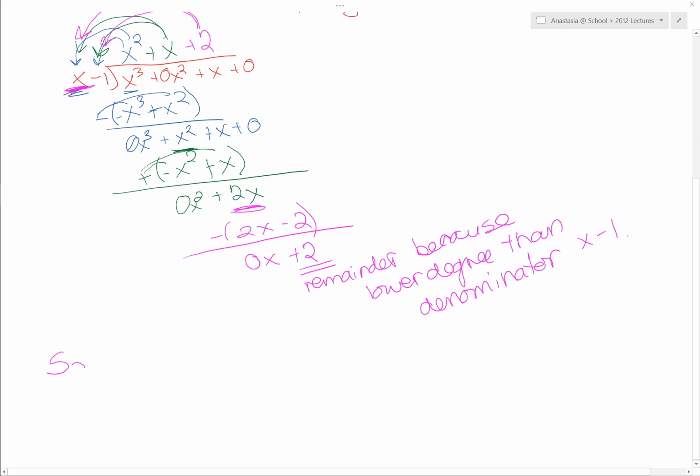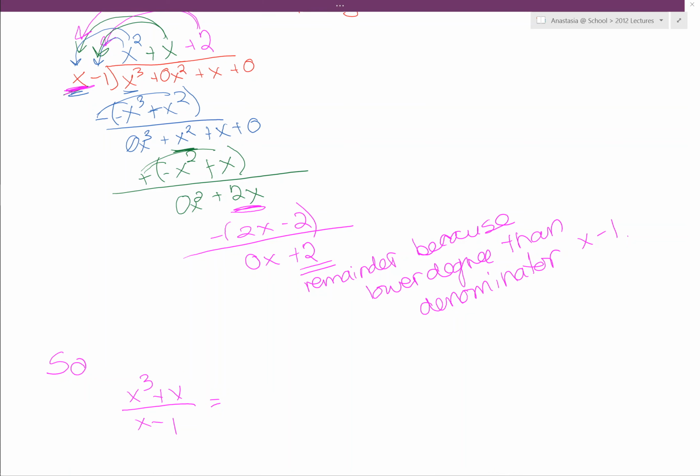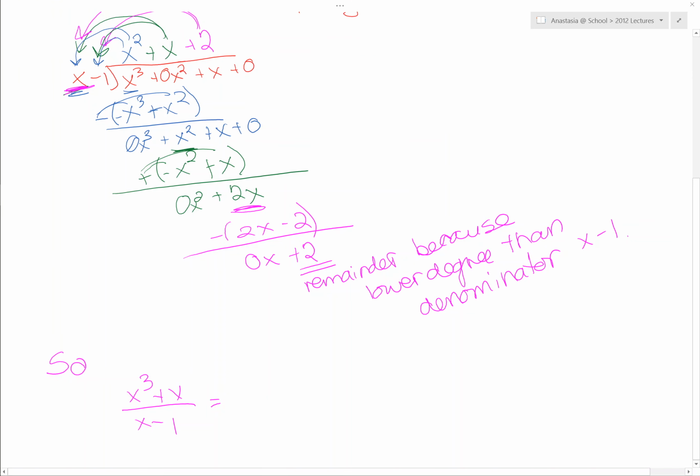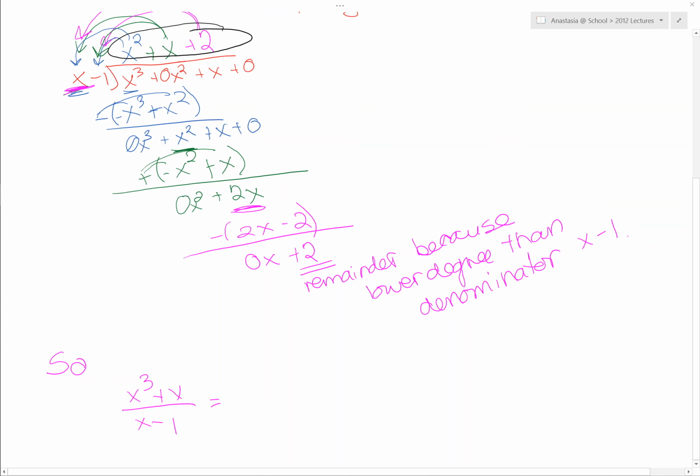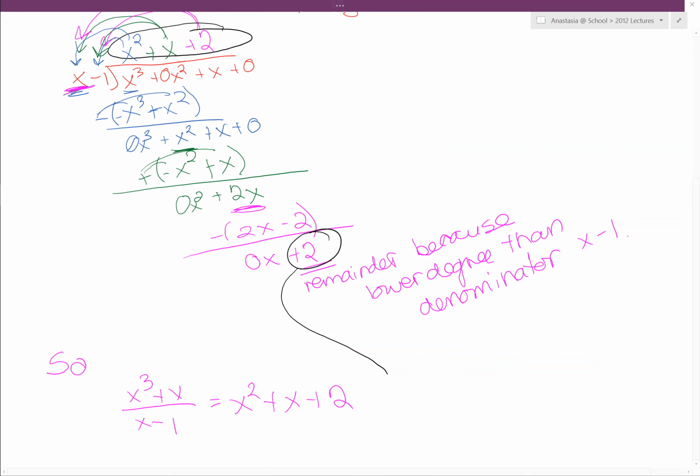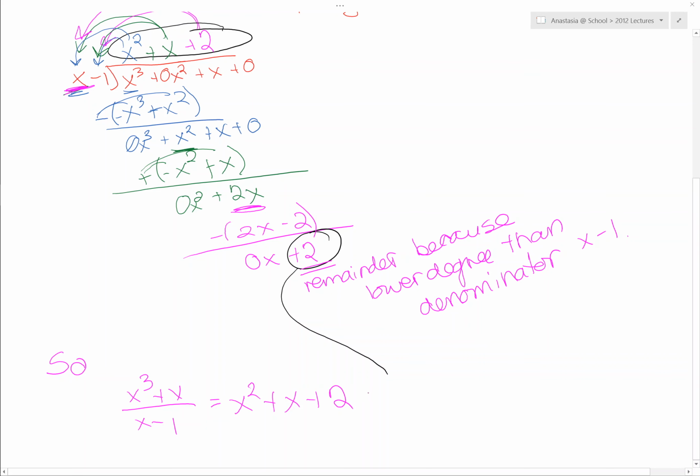So what we have here is that x cubed plus x over x minus 1 is the same thing as we are going to take the x squared plus x plus 2, and we're going to take our remainder term, and the remainder term has to be divided by the denominator. So we have plus 2 over x minus 1.